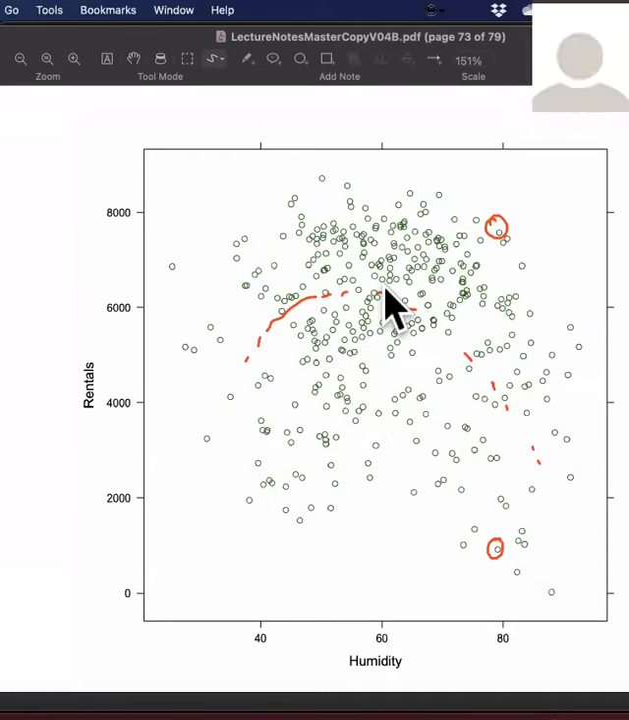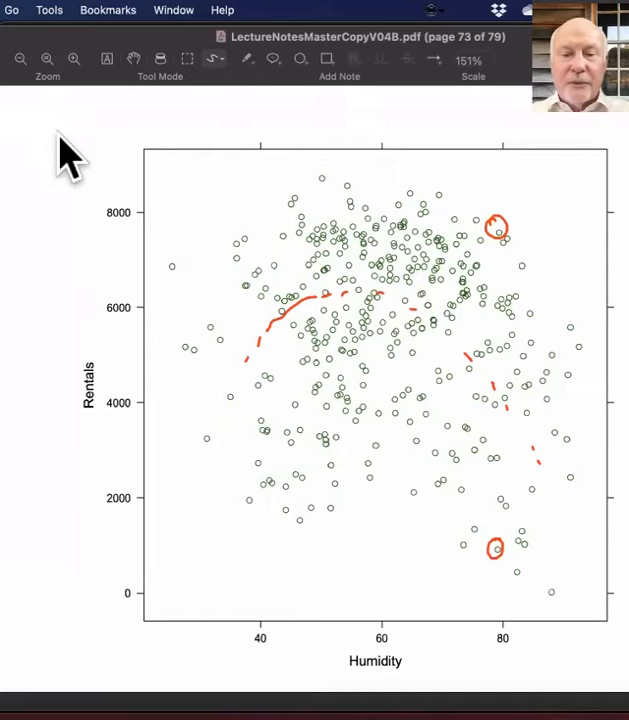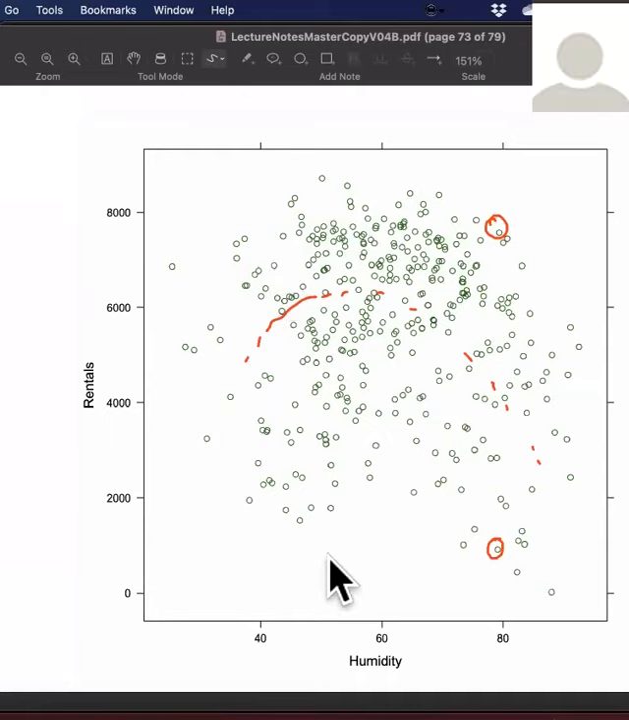So each of the green dots is a day, right? In those months. Yes, there could be days that are overlaid on top of each other, so I'm not sure there's exactly 730 dots there, but that's right. Each is a day.